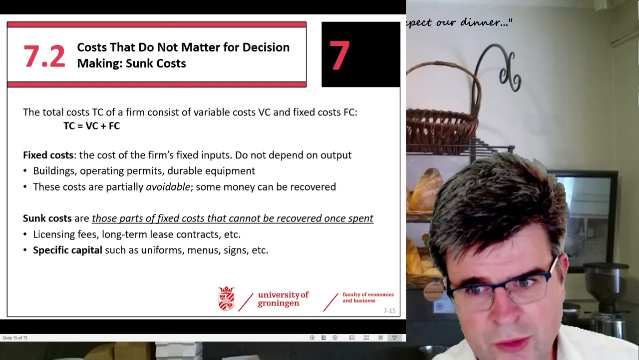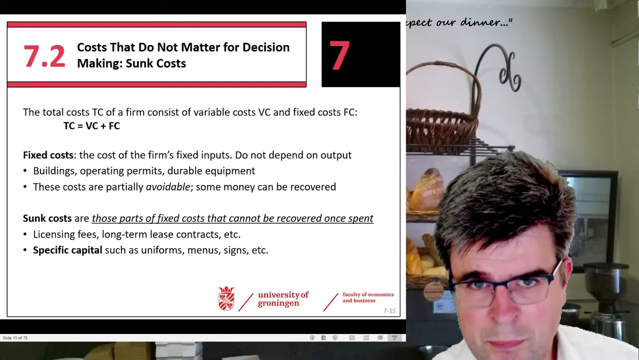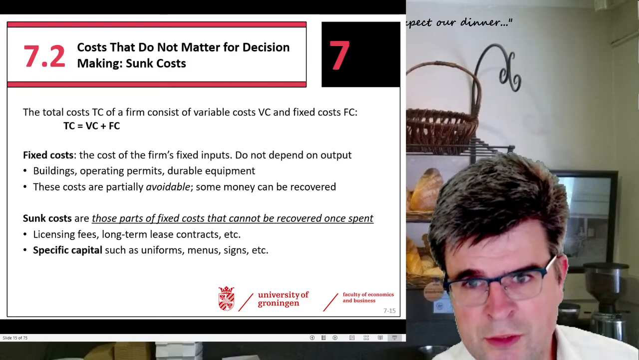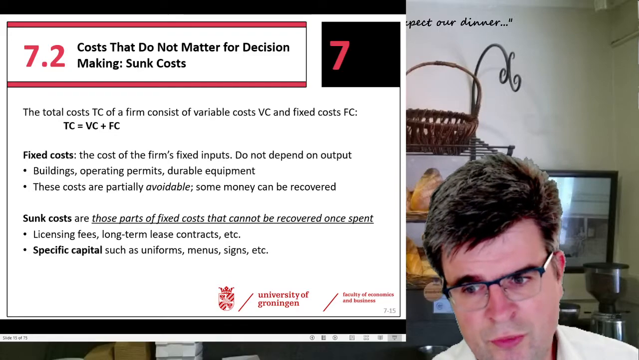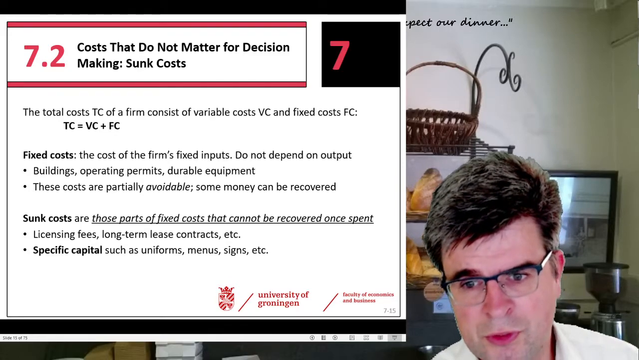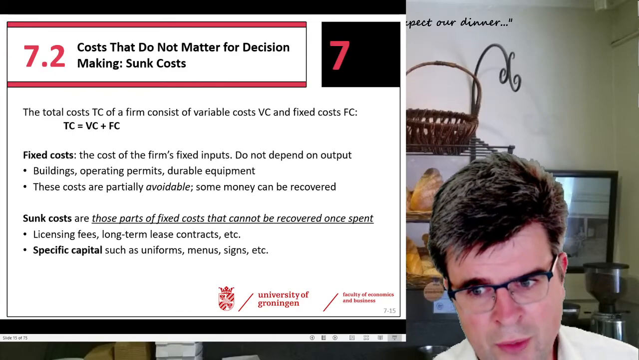So a sunk cost is part of the fixed cost, but it's the part of the fixed cost that cannot be recovered once it is spent. So examples may be licensing fees, which you cannot sell to another person. The long-term lease contract, it's just gone.